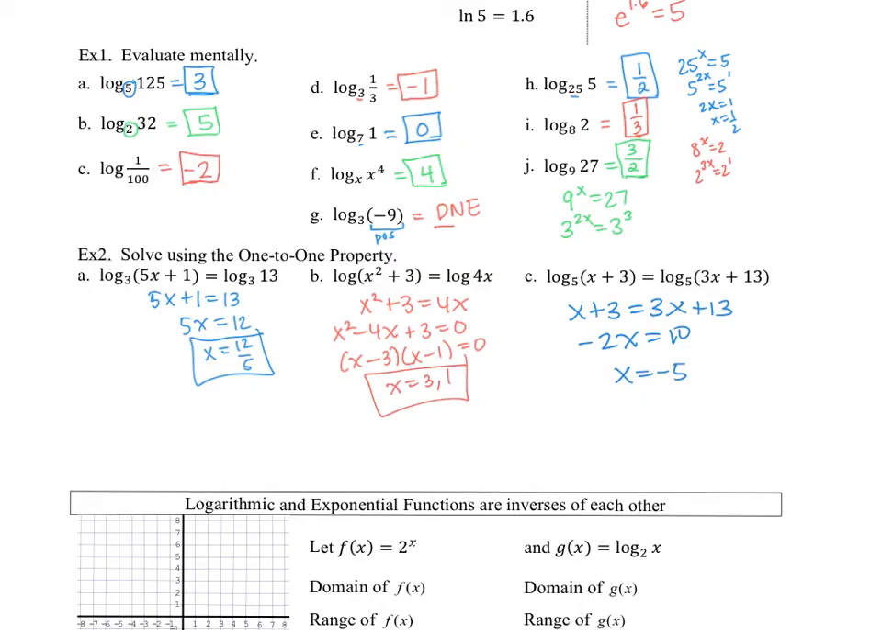Okay, and then I'm just going to glance up and make sure that it doesn't make any of the arguments negative. Okay, let's see. If I plug -5 in here, -5 plus 3 is going to give me -2, which is actually a negative argument. So this answer is not going to work. I can't get a negative argument there. Since it was my only answer, there must be no solution.